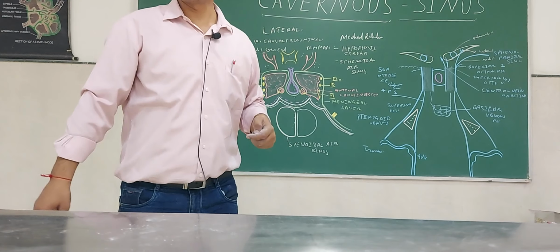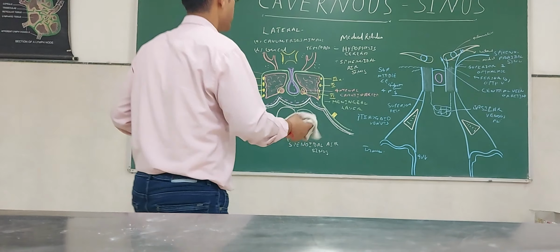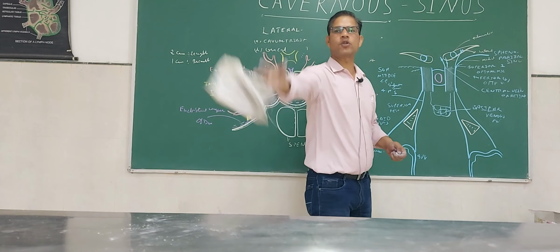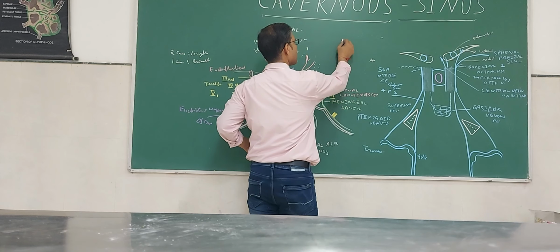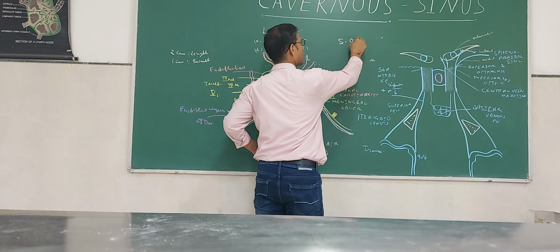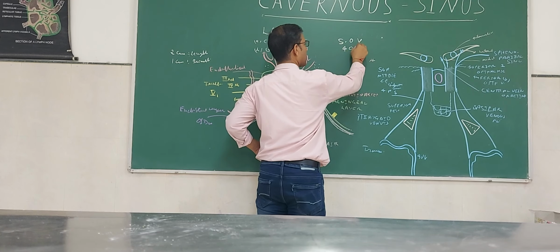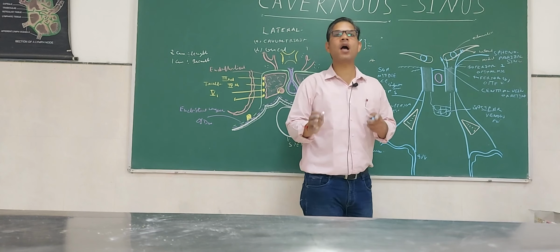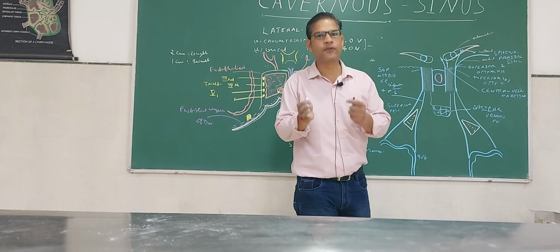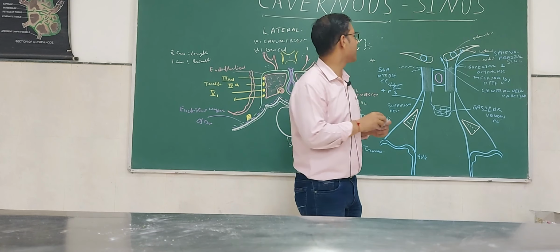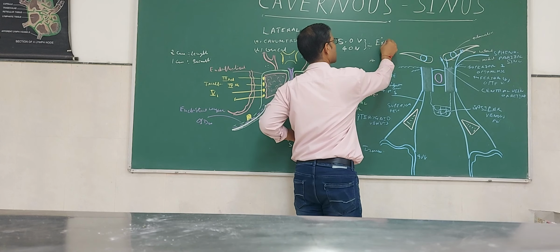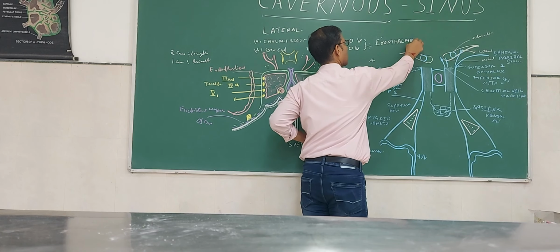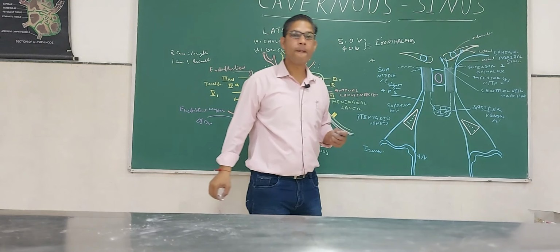If the cavernous sinus gets thrombosed, the superior ophthalmic vein and inferior ophthalmic vein will be affected. This will cause edema of the orbit. So the eyeball will protrude outside, and that symptom is known as exophthalmos.